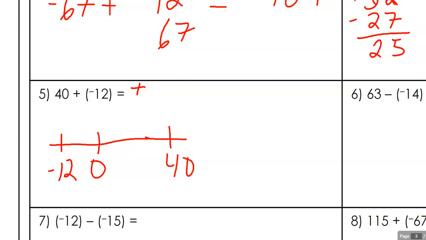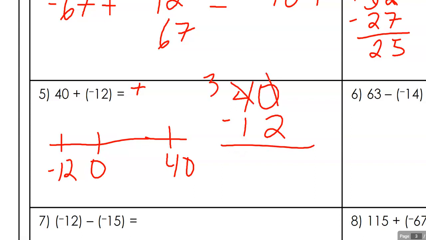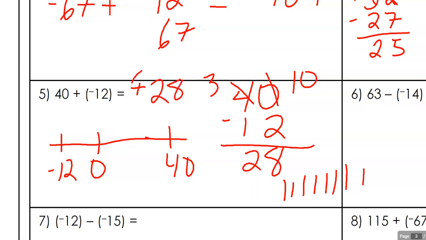So now let's subtract the regular way. We have 40 minus 12. Again, decompose the number. This is 3, this is going to be 10. You can count backwards: 2, 3, 4, 5, 6, 7, 8, 9, 10. And that's 8. 8 plus 2 is 10. 3 minus 1 is 2. So our answer here is going to be a positive 28.